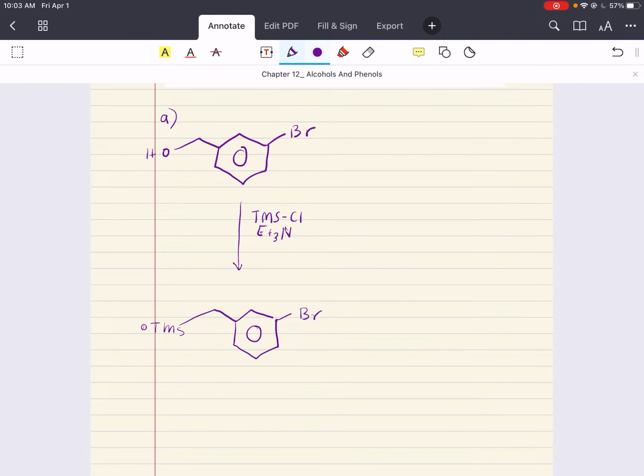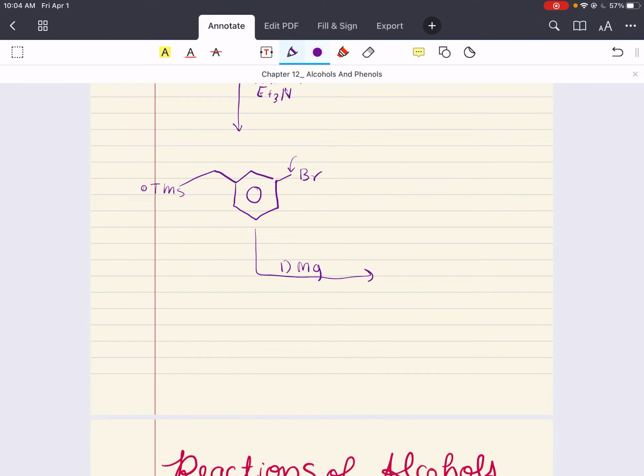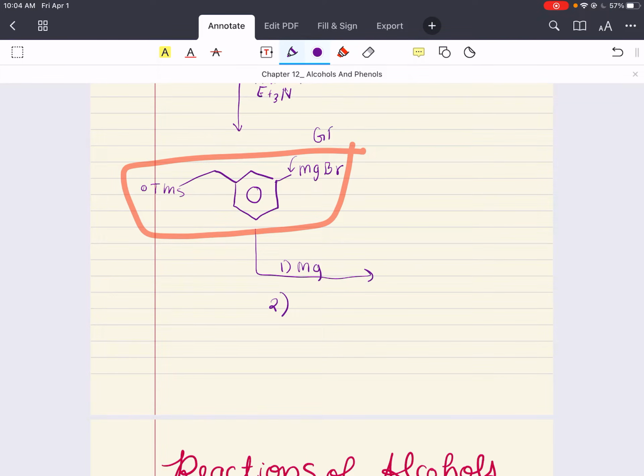Now, we want to convert this bromine to an alcohol group with two methyl groups. So what we're going to do is first treat it with magnesium. That magnesium is going to insert itself in between right here. When we treat it with magnesium, what this is going to look like, I'm going to show you really quickly, is MgBr. And so this now is our Grignard reagent.